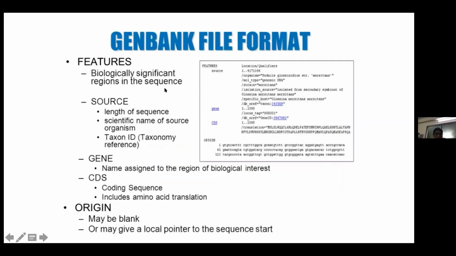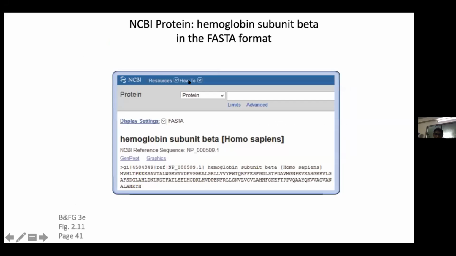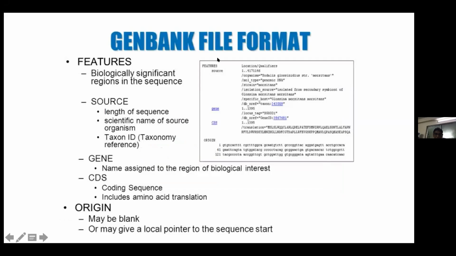And another format is the GenBank file format. The GenBank file format, along with the header, has certain other features. For example, FASTA is very simple, a greater than sign and then the sequence. But in the GenBank format, along with the sequence information, you have the features actually.